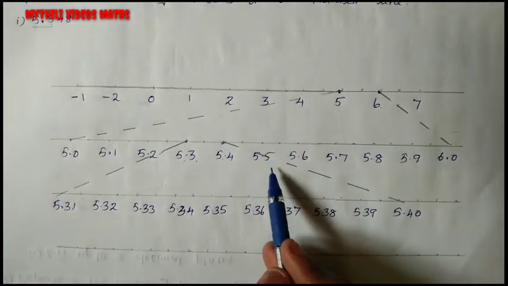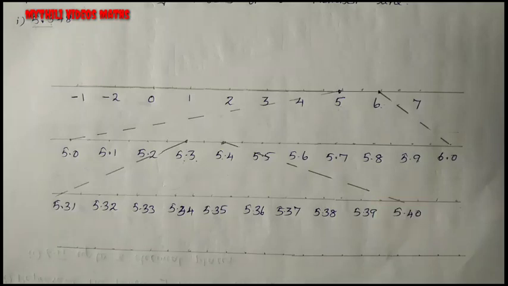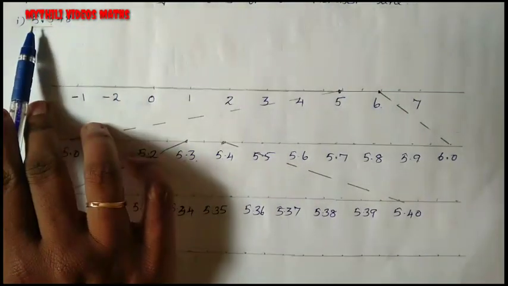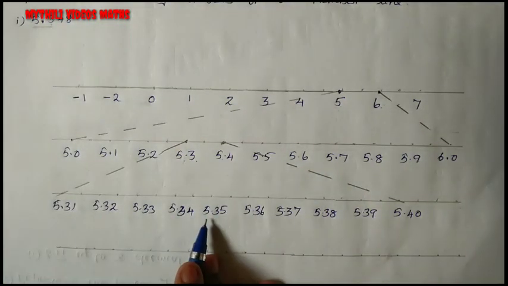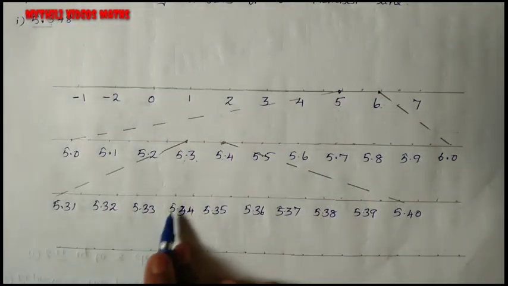5.348. Okay, now we are going to 4 digits. 1 digit is over, 2 digits over, 3 digits over. Now we have to reach the answer, so we have to consider 4 digits. When we take 4 digits, listen, just identify where 5.34 is in the 3 digits. See here, 5.34. This is the 5.34, no?